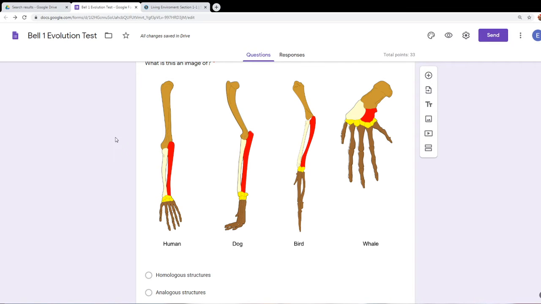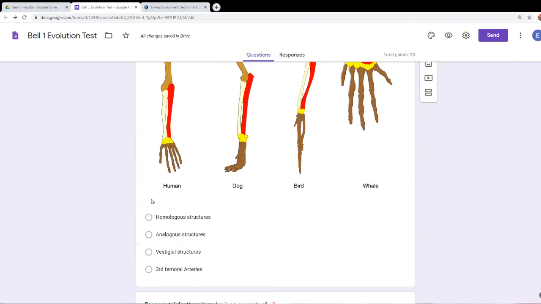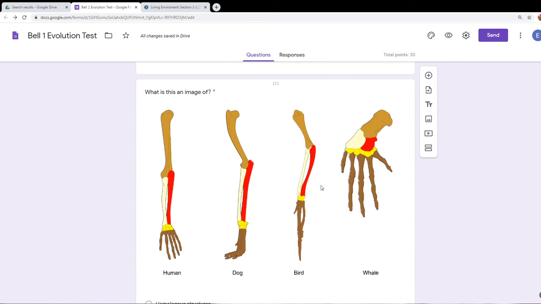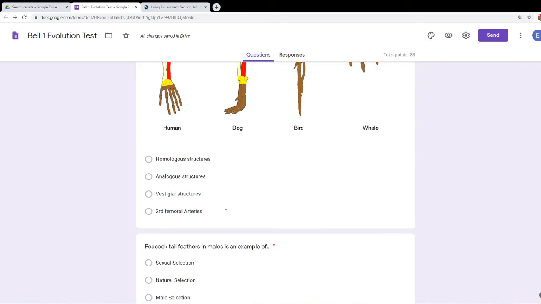11. What is this an image of? So here we see the arm of a human, the arm of a dog, a bird, and a whale. We see some color coding across the different bones. What is this an example of? Is this showing us homologous structures? Remember what homo means. Analogous structures, vestigial structures, or third femoral arteries? So, these different arms and their color coding, are those homologous, analogous, vestigial, or third femoral arteries?